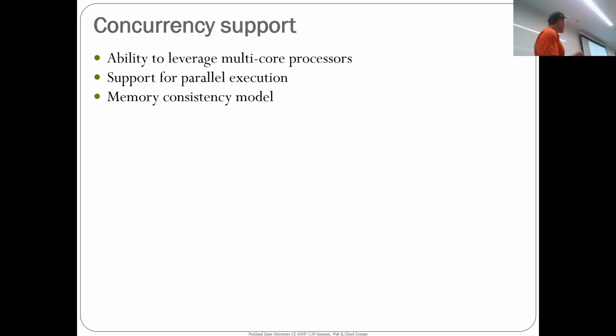Another aspect of your language is concurrency support. Especially for back-end web development and cloud service development, if you have a 96-core CPU, you want to be leveraging every single core to process whatever API you might be implementing. So you want your language to support multi-core processors, to be able to support parallel execution, and to have a memory consistency model that doesn't bog you down, that allows you to use the parallelism on your server.